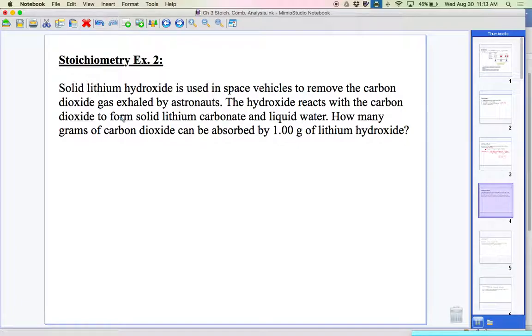Carbonate is CO3, right? With what charge? Negative 2. Carbonate. I've got to learn those.